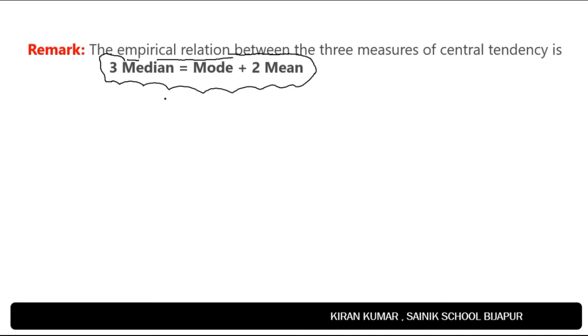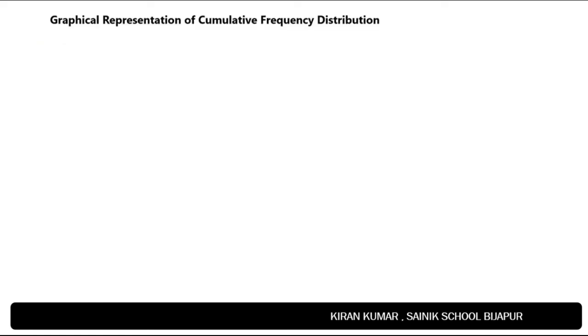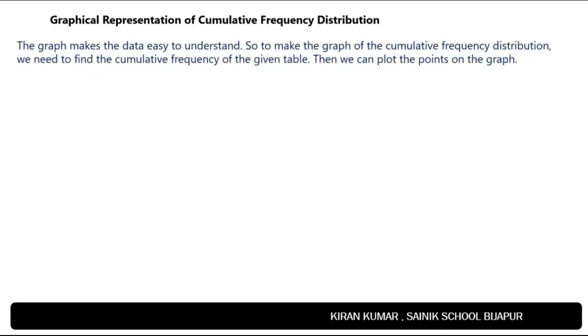Now let us try and understand how to do the graphical representation of cumulative frequency distribution. The graph makes the data easy to understand. To make the graph of a cumulative frequency distribution, we need to find the cumulative frequency of the given table. Then we can plot the points on the graph. The cumulative frequency distribution can be of 2 types.